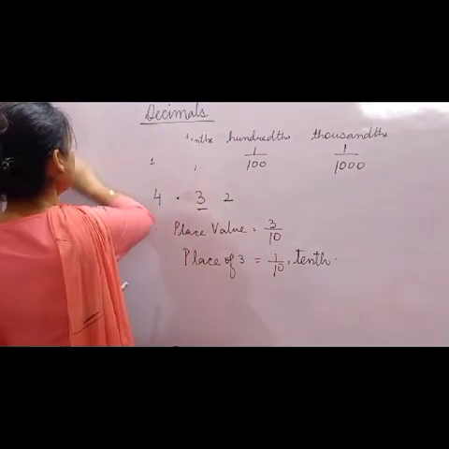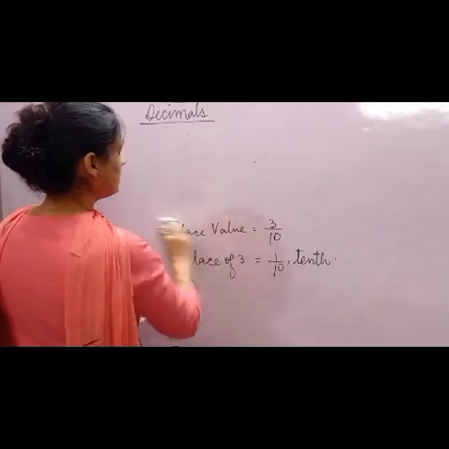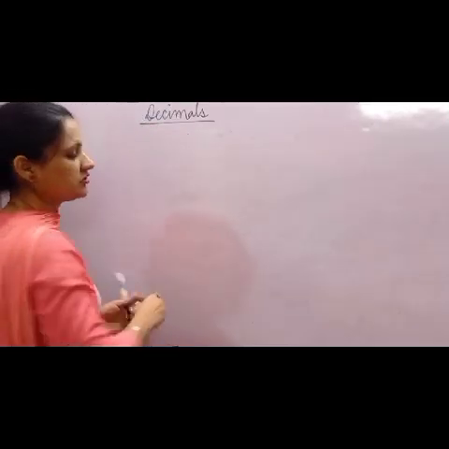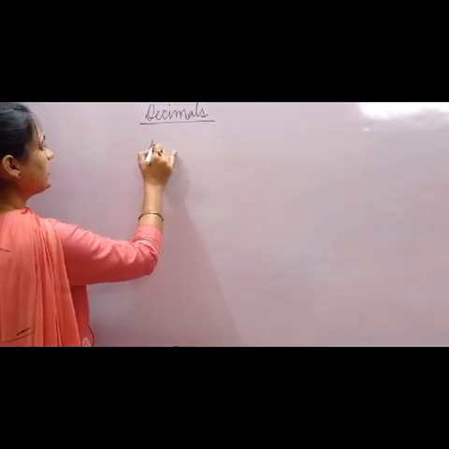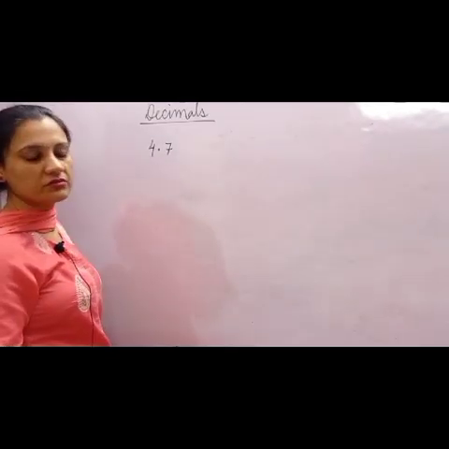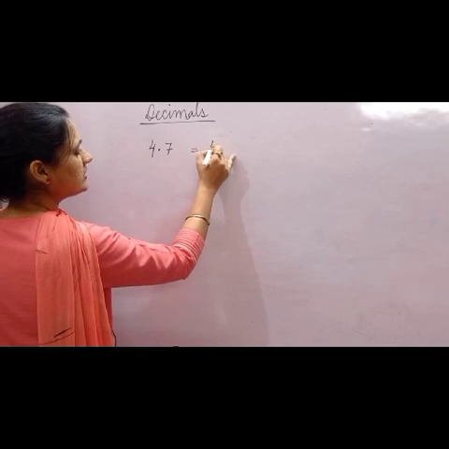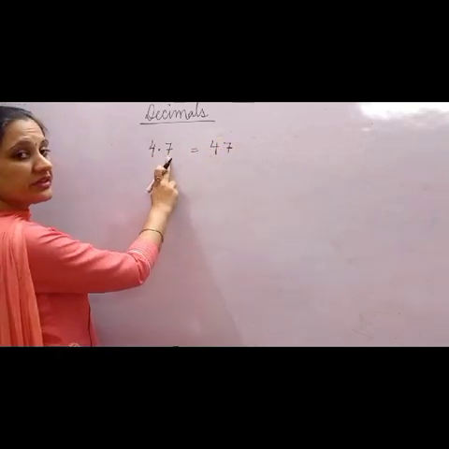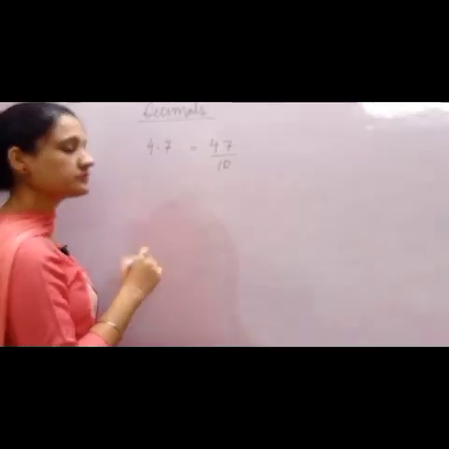Let us move ahead and now we'll understand how to convert decimal to common fraction and common fraction to decimal. For example, the number is given 4.7 and they ask you to write it down as a common fraction. What will you write down? See, after decimal we'll write down the number first. After decimal, how many digits? 1 digit. So in the denominator, 10.